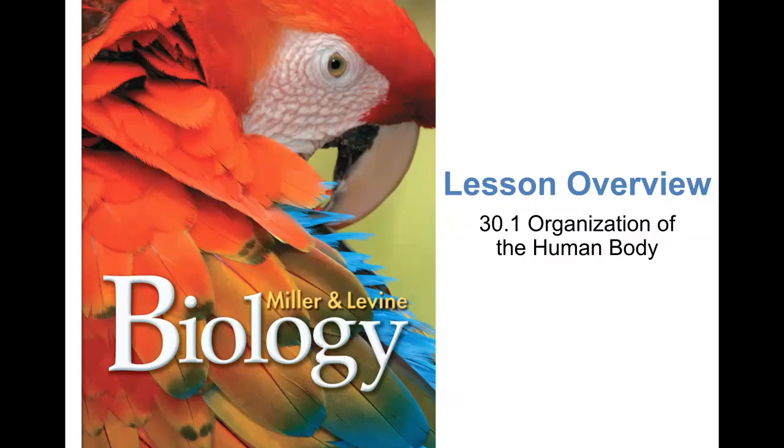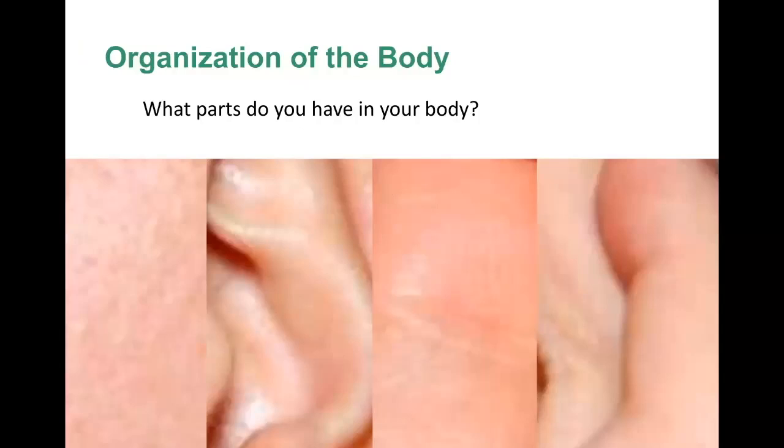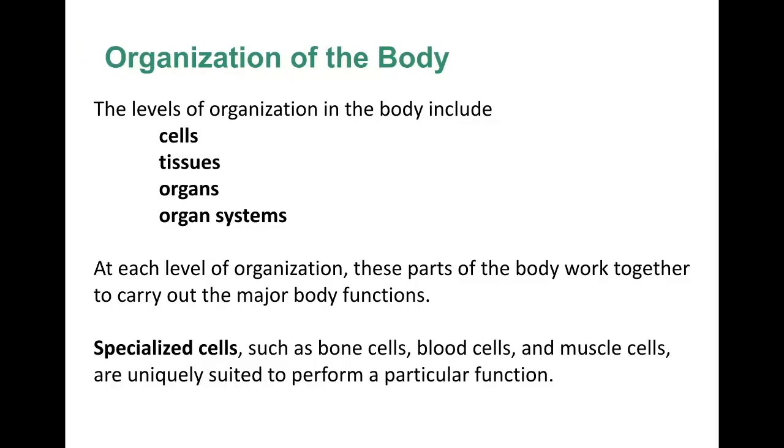Organization of the human body. What parts do you have in your body? The levels of organization in the body include cells, tissues, organs, organ systems. At each level of organization, these parts of the body work together to carry out the major body functions.